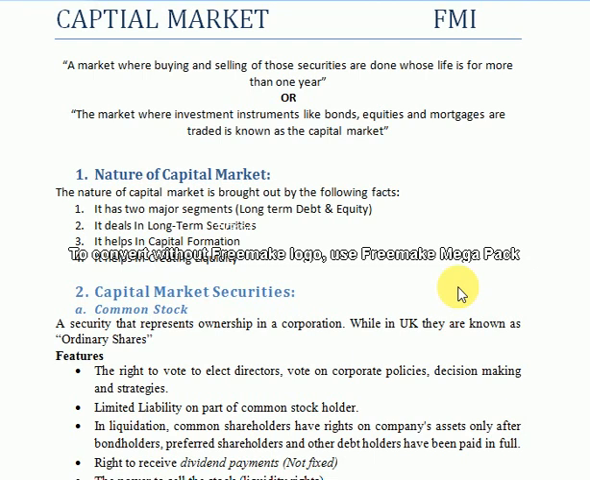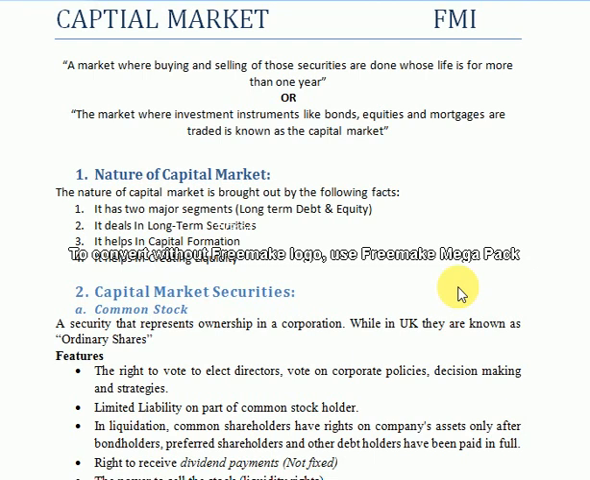While the funds generated in the money markets by businesses are used in short-term projects and short-term business activities, like working capital. But the funds generated through the capital market are used for capital budgeting.